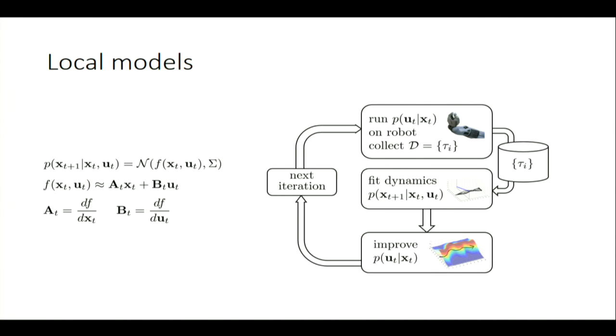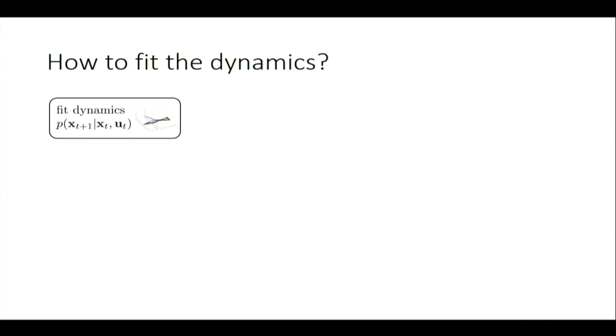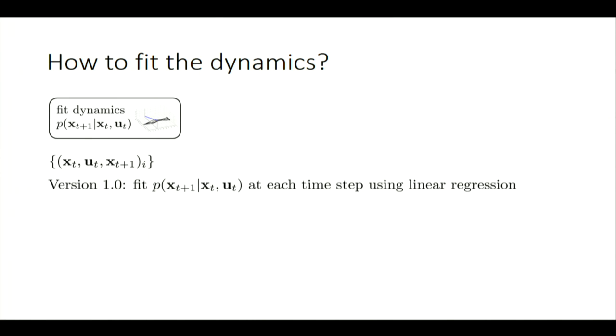OK, so now we're almost there. We need to figure out how to actually fit the dynamics. But that part is going to be actually really easy, because when we fit the dynamics, we know that we want linear dynamics. So we have this data set, and we're going to fit p of x t plus 1 given x t, u t at every time step using linear regression, using just the data at that time step.